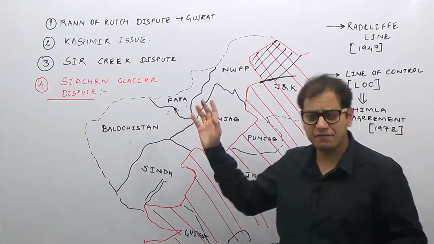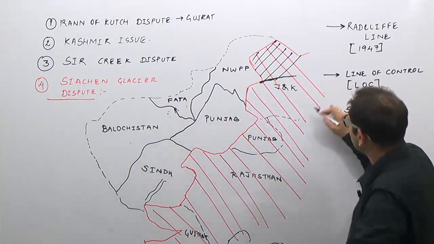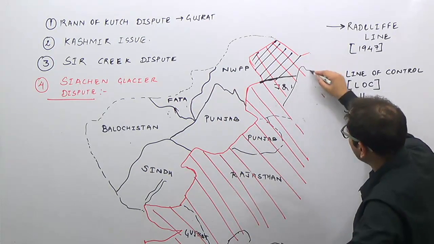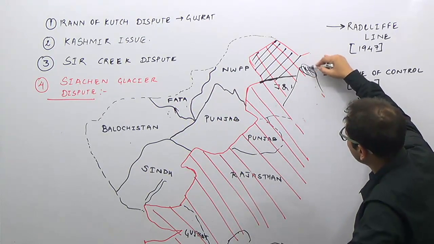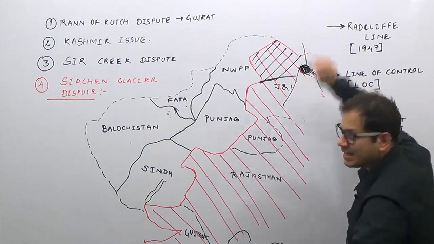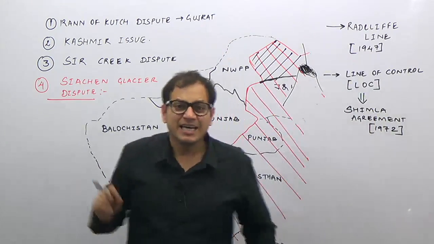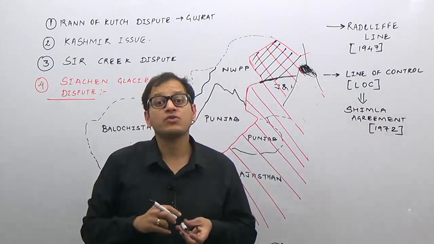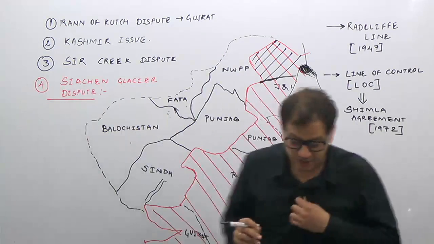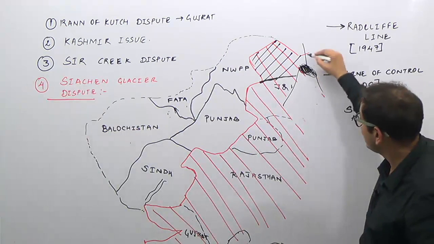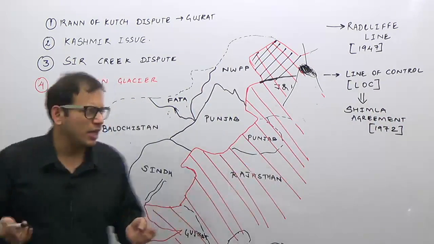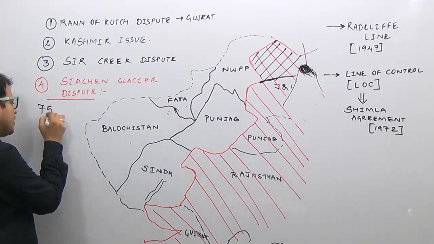The Siachen is a 75 kilometer long glacier which is located in the Karakoram ranges in the Nubra Valley region, and it is one of the largest glaciers in the world outside the polar regions. So this area of India is known as the Siachen Glacier region.